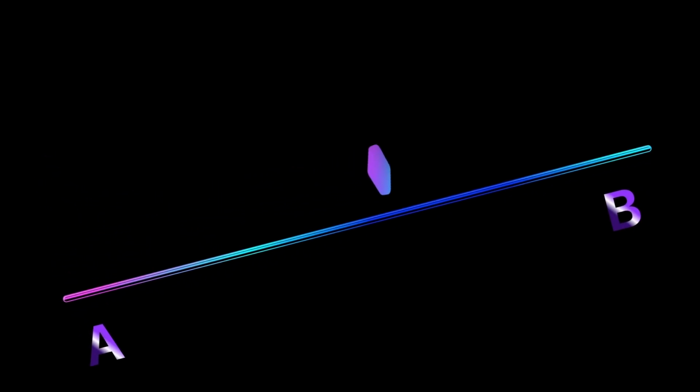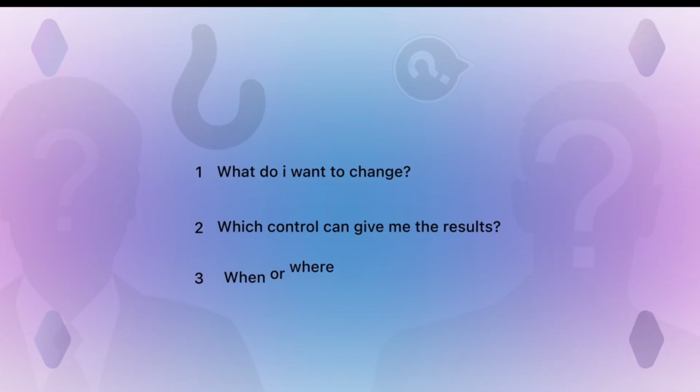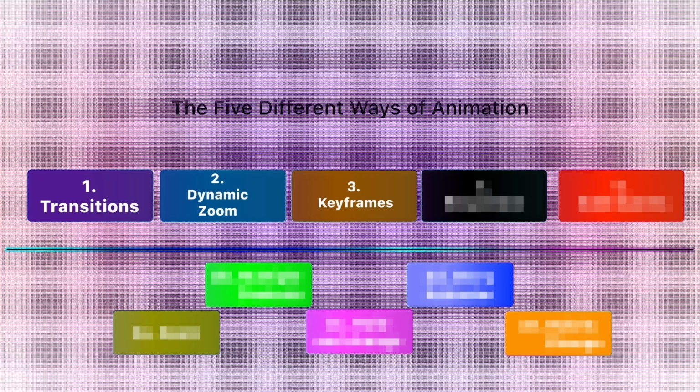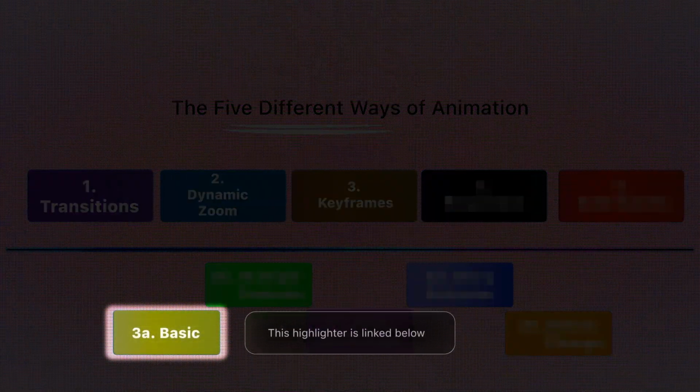Now, before you start using keyframes, there is one very important thing you need to understand. Anytime you animate with keyframes, you need at least 2 points, and you need to answer the simple questions I told you about at the beginning of this video. Let's start with the first part of this method. It's simple animation from point A to point B.